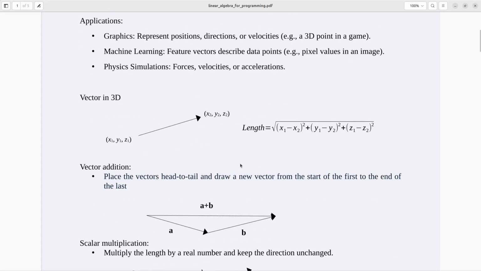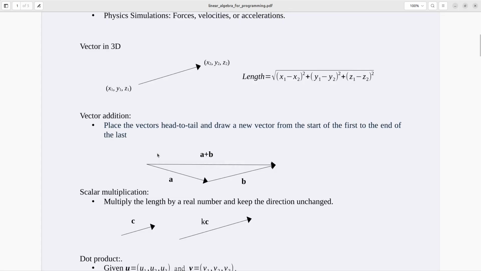So in 3D vectors, we can use the two coordinates to represent the vector. So we have the starting point x1, y1, z1, and the ending point with coordinates x2, y2, and z2. And we can use this formula to evaluate the length of a vector. So I just put the coordinates into the equation to get the length, okay?